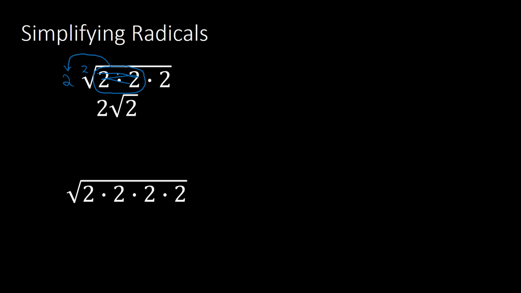Okay, here's another example. The index is an assumed 2, so I'm looking for groups of 2 items. There's one group of 2 and another group of 2. Because I have one group here, I can pull out 1 2. And here's another group, I can pull out another 2. And I'm left with nothing on the inside. So what I have is 2 times 2, which is 4. And this one makes more intuitive sense because if we take 2 times 2 times 2 times 2, we get 16, and the square root of 16 would be 4.